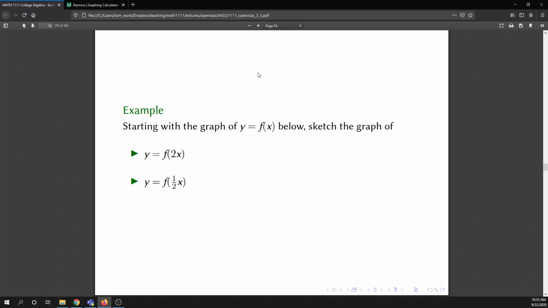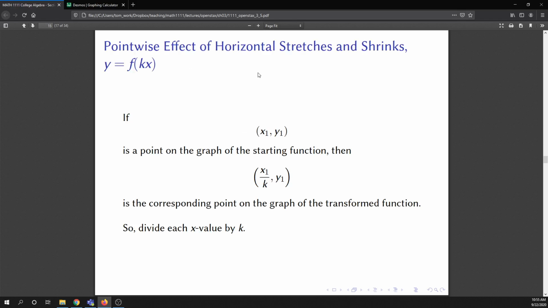So, back to the slides here. Now, to figure out the pointwise effect when you replace x by k times x: if this point x1, y1 is a point on the original function, then what you would do is divide the x by the k, and that's where the point would get moved to.